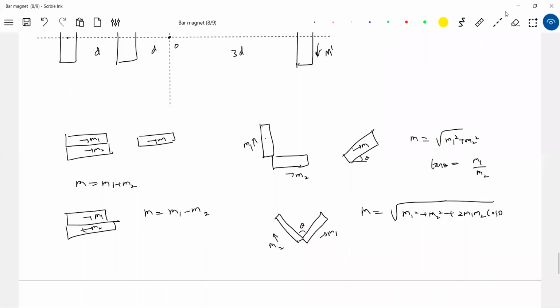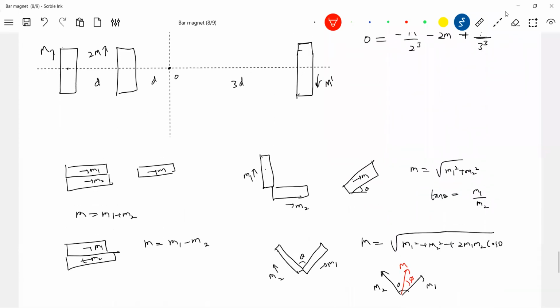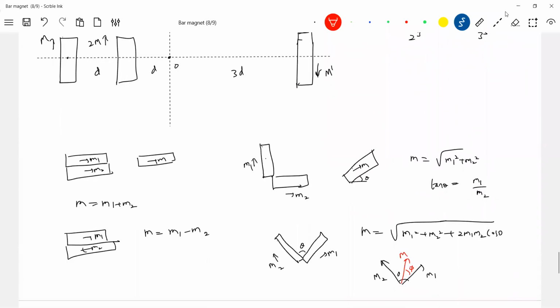So I'll give a rough diagram; you work it out later on. This is theta, no? The resultant m bar will be like this. Calculate that angle phi, tan phi. Theta is the angle between the dipole moments. So these are some generalized things that can be asked of you. That is replacing the bar magnets. I'll stop here only.